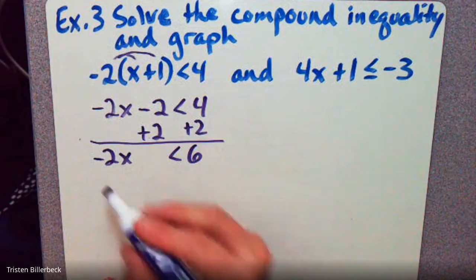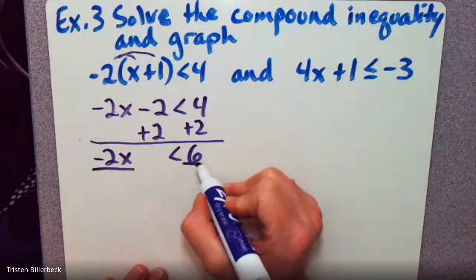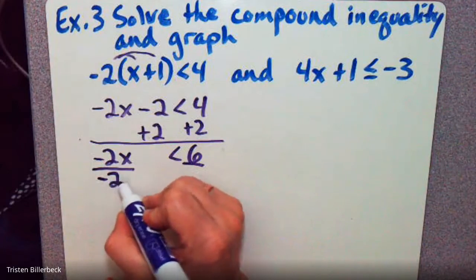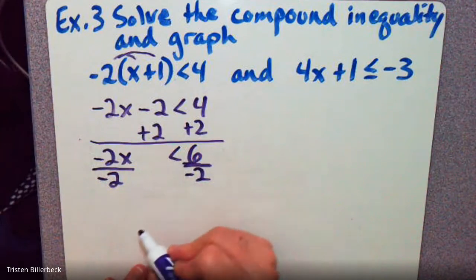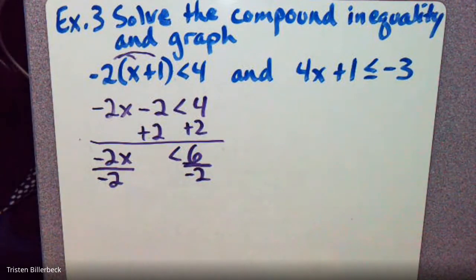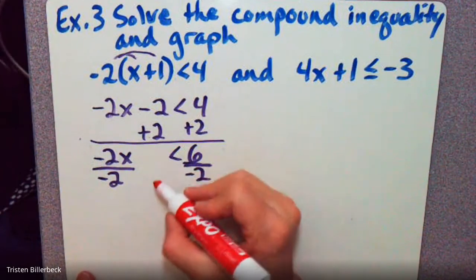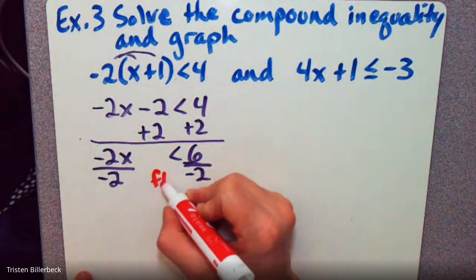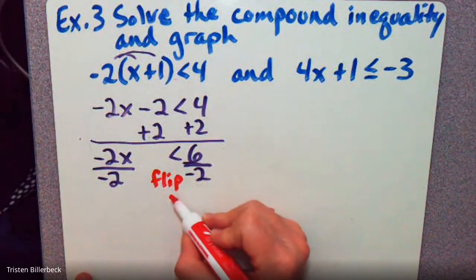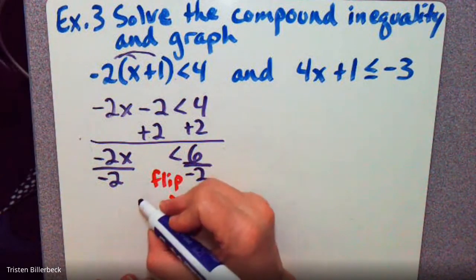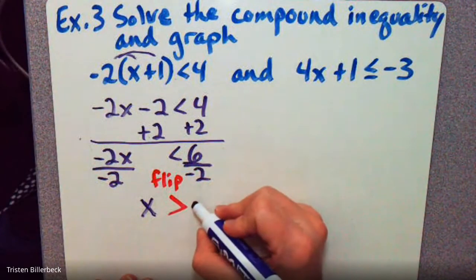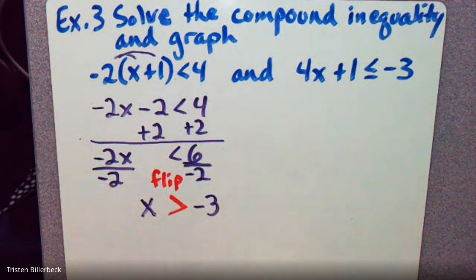All right, so now we are going to divide by a multiplicative inverse of 2 multiplying with x. So we're doing a division to cancel that -2 out. And when we divide by that -2, we, of course, flip. So now our sign flips over like this. And then this becomes x, and this side is -3. 6 divided by -2 is -3.